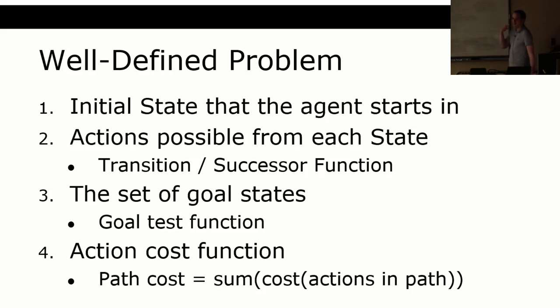And so if our solution to our problem is a specific number of actions, each of those actions is going to have a cost. We are going to sum up the cost of all the actions in the path from the start to the goal, and that will be the path cost or the solution cost. Okay? So we need to have all of these things in order to write an algorithm because the algorithm needs to know what to do.